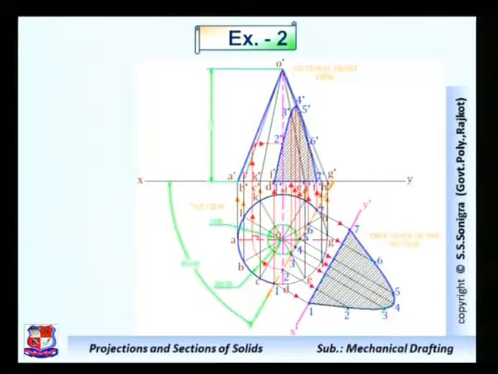Names of various views are shown: sectional front view, top view, and a true shape of the section, names of respective points, and angle of this cutting plane with xy line which is 60 degree. So that is example number 2. Now example number 3.